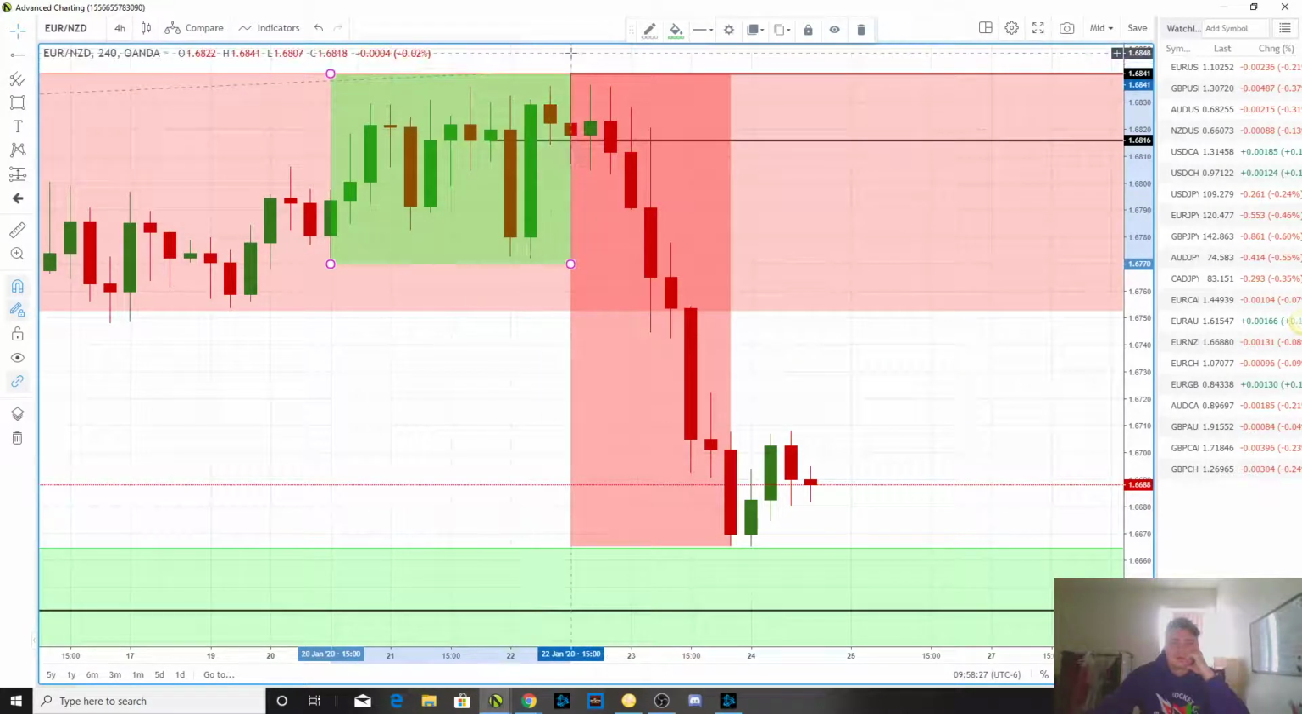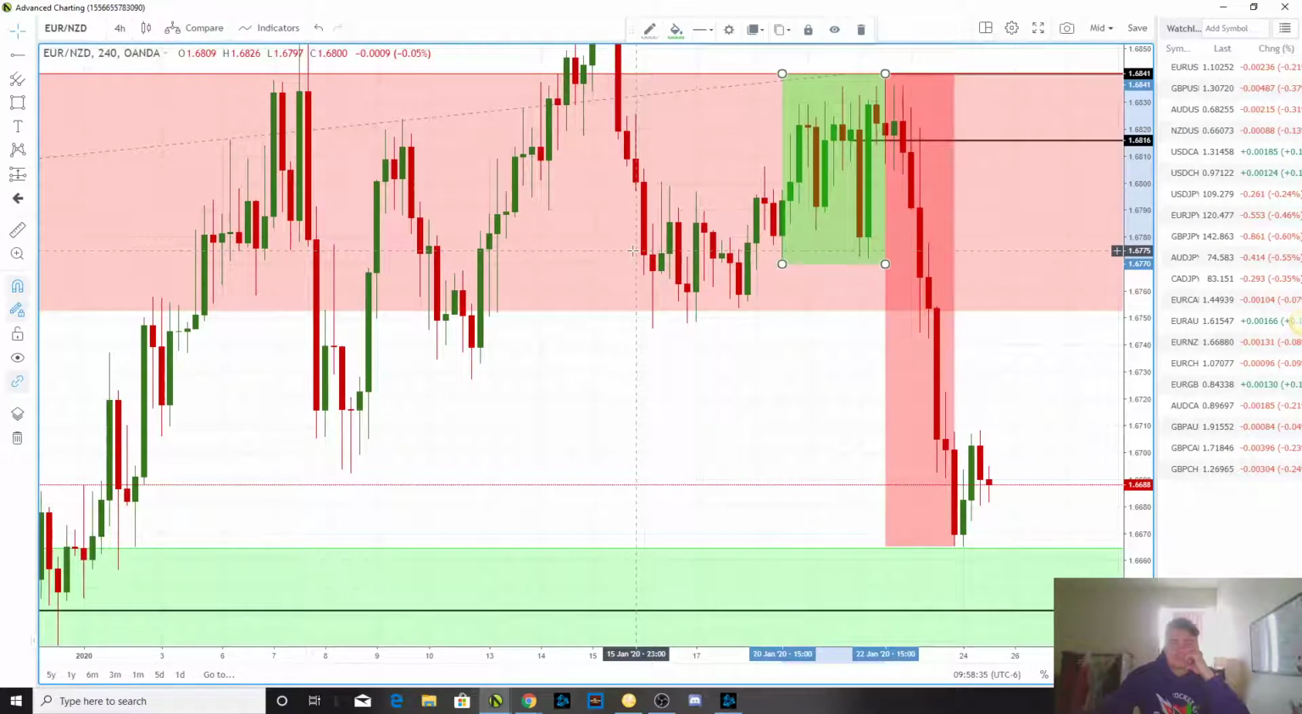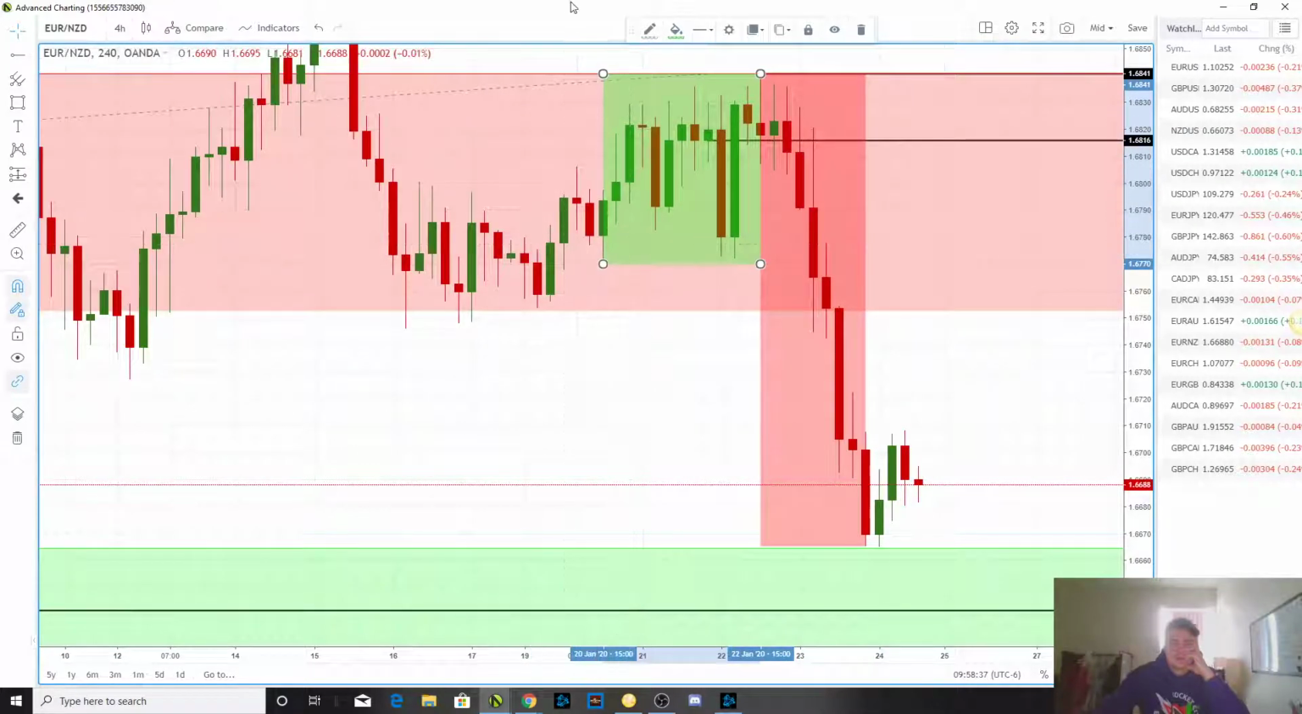Or you just draw the up move all the way up to the highest point, and then the down move from the highest point, and it'll look nicer. It's still correct. This is still the breakout area.